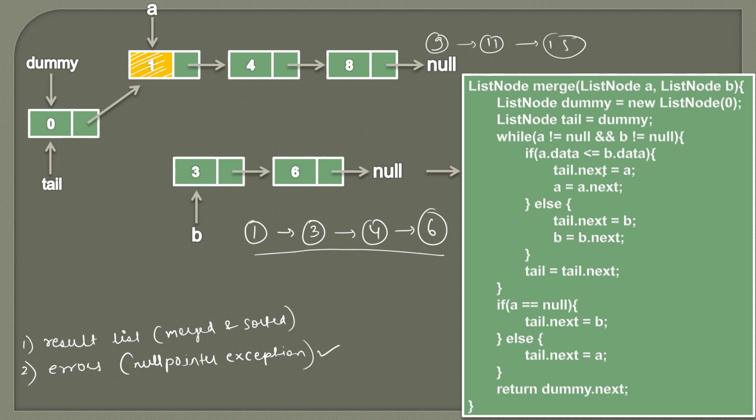So after we add this node, we know that we have used one value of list A, so we simply traverse A to its next node, because the next comparison should be between 3 and 4, because we have compared 1 and 3. 1 was lesser than 3, so we added this list node into this list. So now we simply move A to its next node.